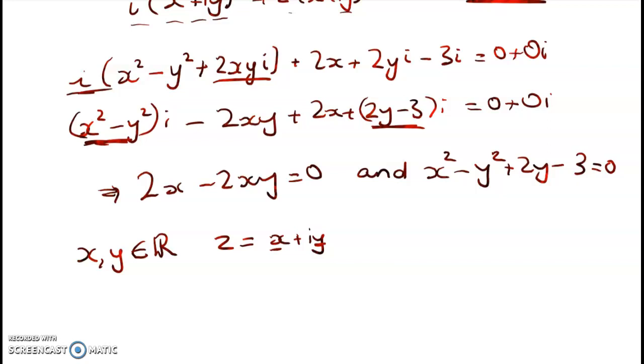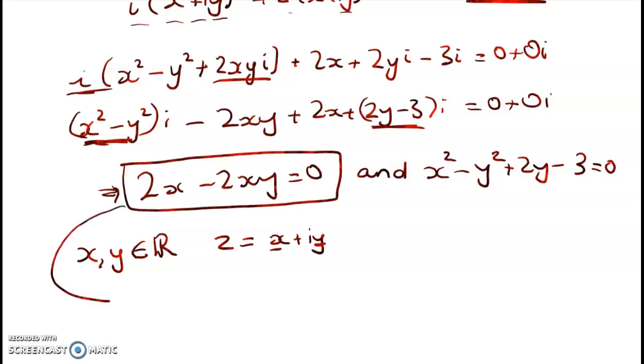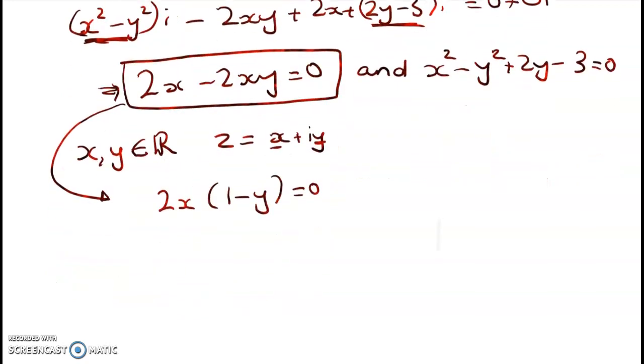Okay, so the first thing I'm going to do is try and solve for one variable. And I'm going to pick on this equation because it's cleaner. So how can I do something here? Well, I've got a common factor of 2x. So 2x times (1 minus y) is equal to 0. That can be true if x is 0 or y is equal to 1.